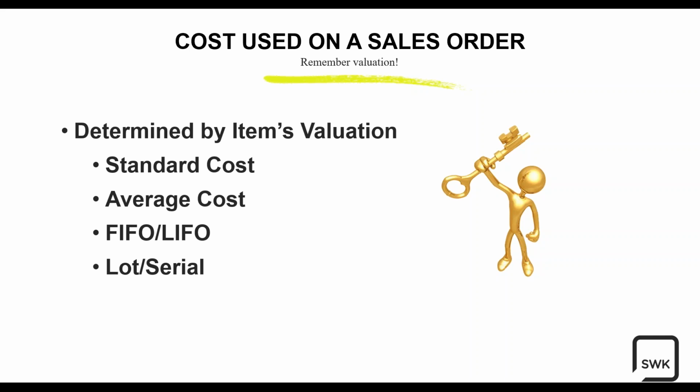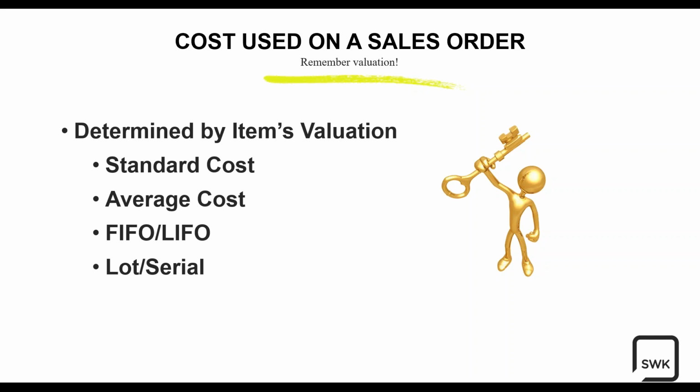And as we talked about before, FIFO and LIFO are managed similarly in Sage 100. For this valuation, the system records the actual cost of items when they're received in. Then when selling them, the item's cost comes from the next available cost tier. If the item is FIFO, the first tier is relieved first. If the items are LIFO, the last tier is relieved first.